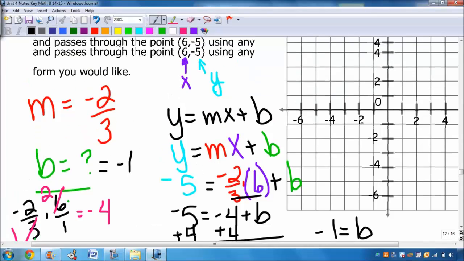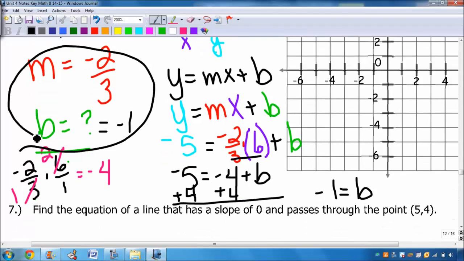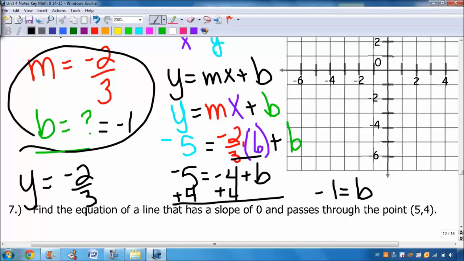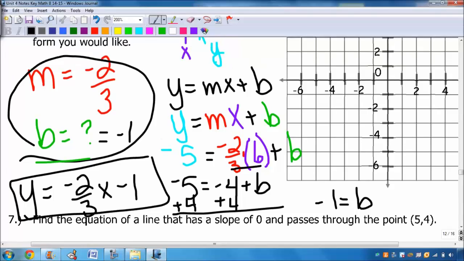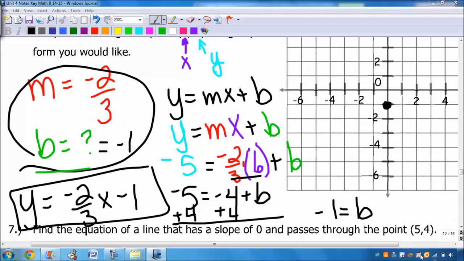So that means that the final equation that you have right here using your m and your b are as follows. I'm just going to erase this right here so I can write out my equation. Y equals negative 2/3 x minus 1. Now, if I want to graph this out, I would start at negative 1 on the y-axis because that's the y-intercept. And then the slope is negative 2/3.